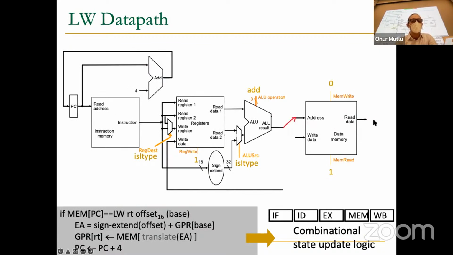Now, once we access memory, we get some data. Where do we put it? We put it into the register file. So we need to connect the memory output, the read data output, into the write data port of the register file. And we need to ensure that the reg write signal is set to 1 so that we can write to the register file. So this is all you need to execute a load word.